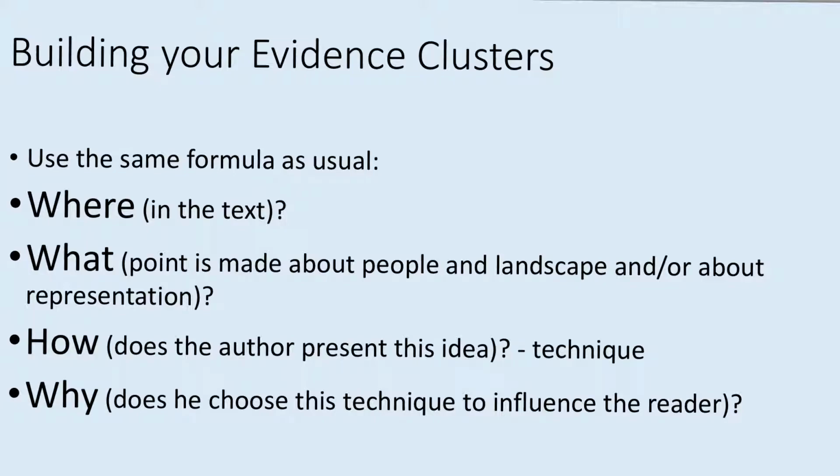So the structure of the individual evidence clusters in this module should be straightforward. Nothing unusual about how we structure our ideas within the paragraphs. For this, we're simply doing what we do for most other critical essays, which is starting with finding our place in the text. Where is your reference coming from? What is the point being made here about people and landscape? Or about representation, if that's what your essay is about.